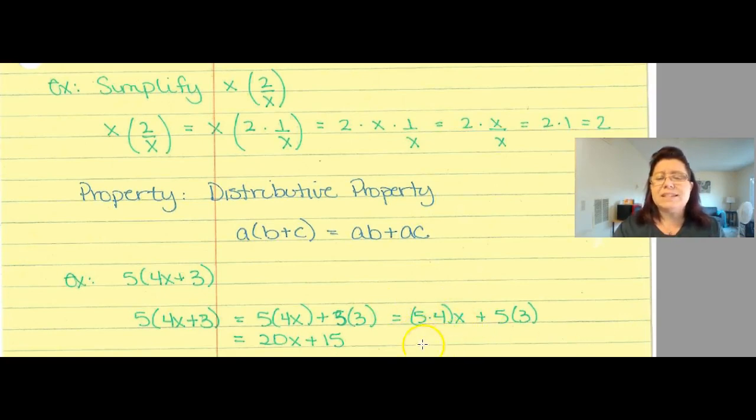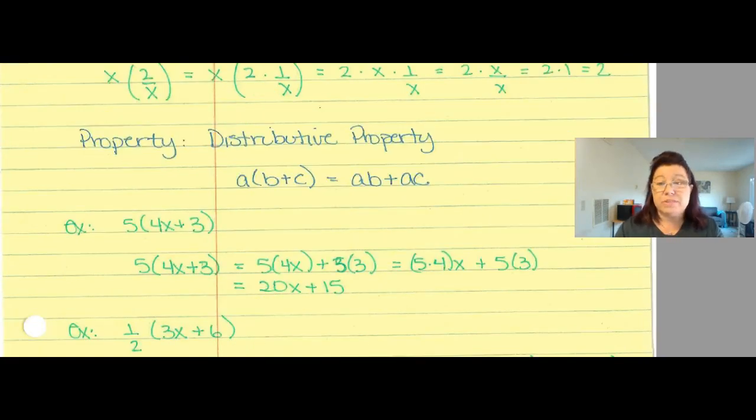Now, I know I will start skipping regrouping and just do the multiplication, but it is not the distributive property that I'm using. A lot of students think that this is a distributive property. It's not. The distributive property clearly states that it's distributing multiplication over addition. In this circumstance, 5 times 4x, there's no addition there. So it really isn't the distributive property. It is the associative property that we're going to use.